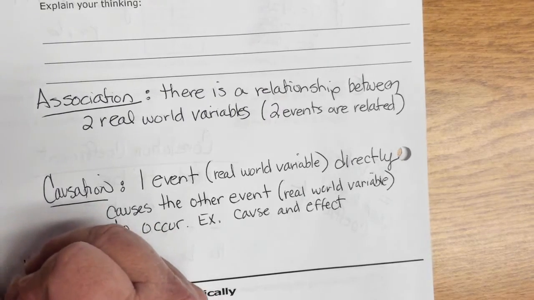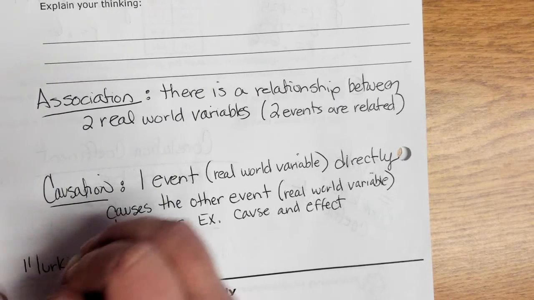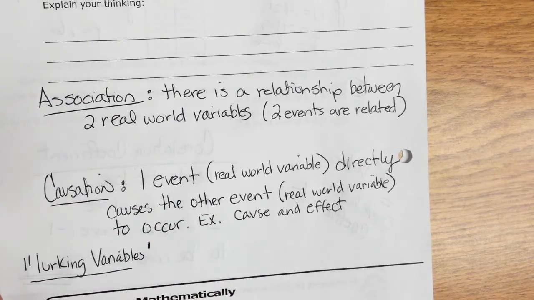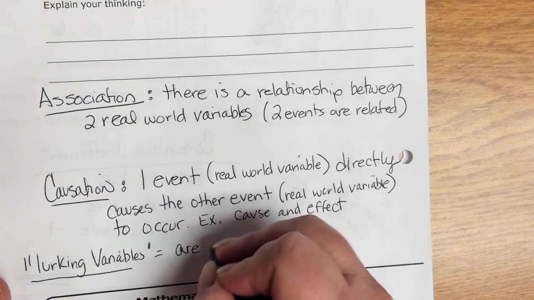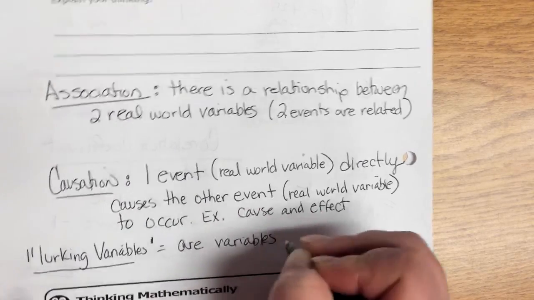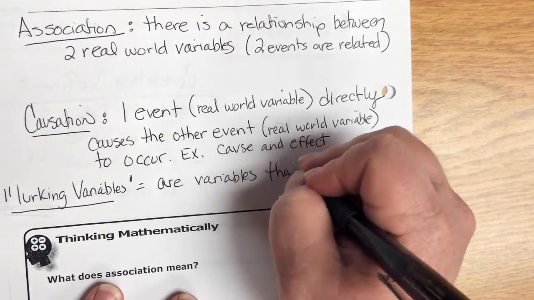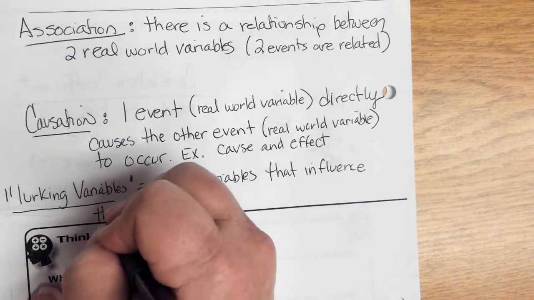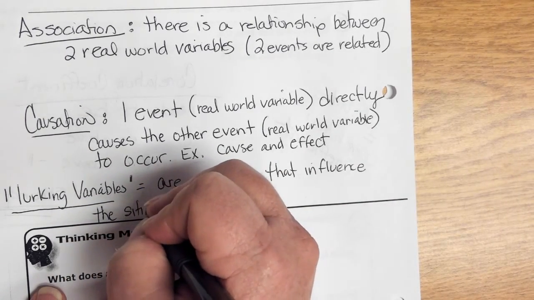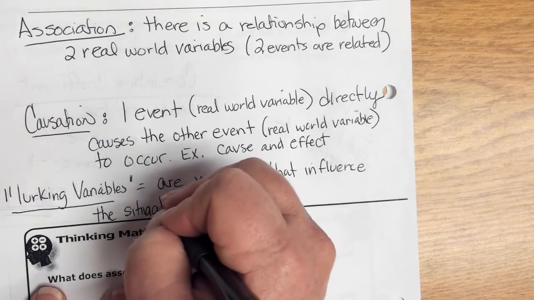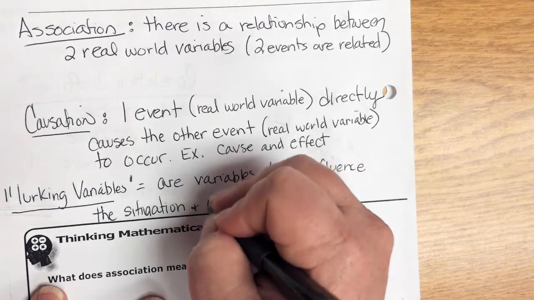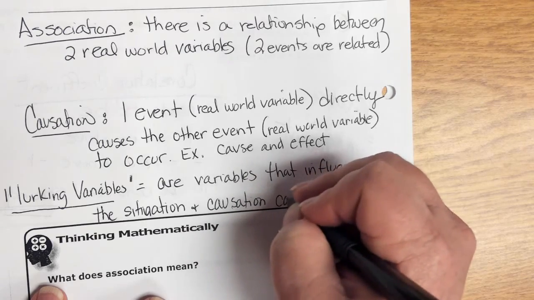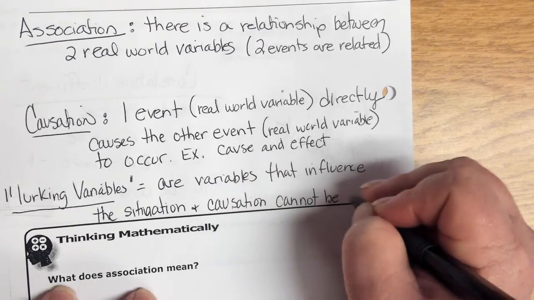All right. Lurking variables are variables that influence the situation, and causation cannot be established.